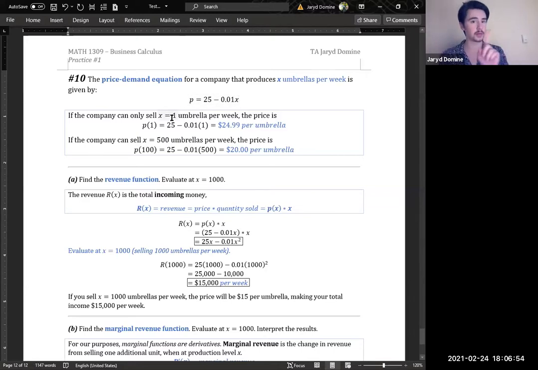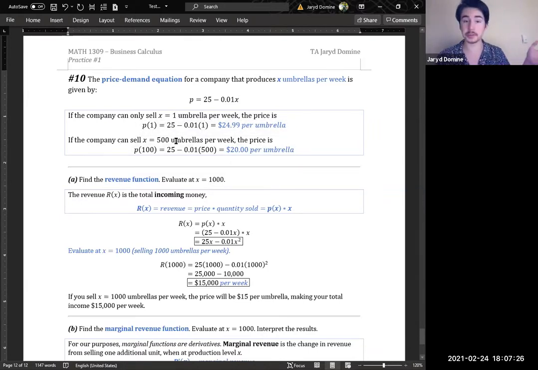And let me just do a quick explanation here. So this price depends on X. It depends on the number of things that you're selling. So if the company can only sell one, X equals 1 umbrella per week, price is this. 25 minus, that's 1 cent times 1. So it's $24.99 per umbrella. So if they only sell one a week, this is the price.